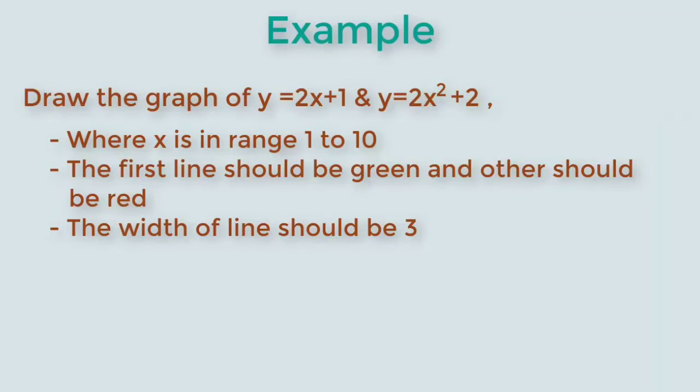Now in the next example I am drawing the graph between y equal to 2x plus 1 and y equal to 2x square plus 2. Here x is in the range 1 to 10. The first line should be green and the other should be red. The width of the line should be 3.